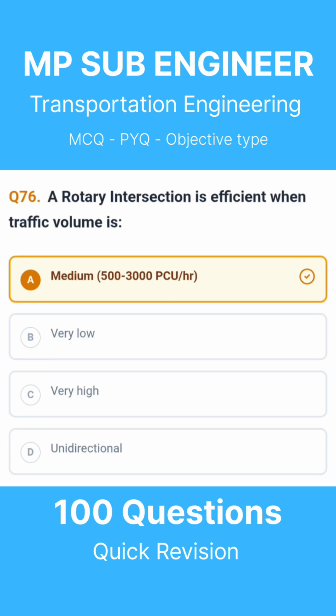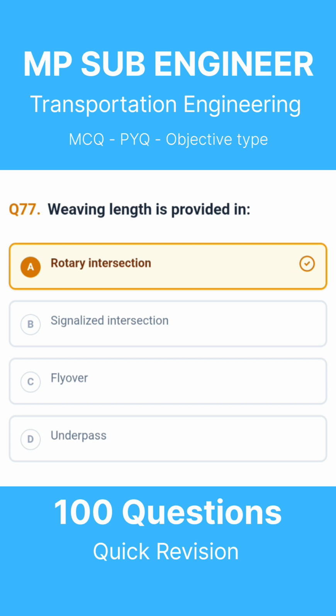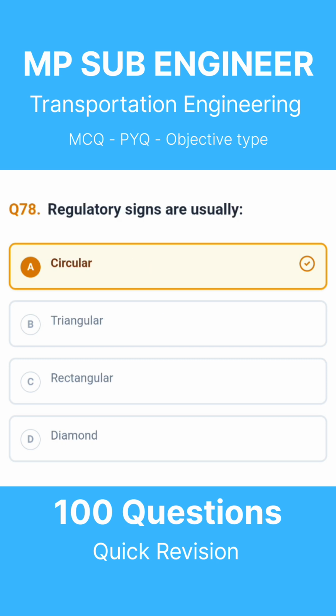Question 76. A rotary intersection is efficient when traffic volume is. The correct answer is medium, 500-3000 PCU/hour. Question 77. Weaving length is provided in. The correct answer is rotary intersection. Question 78. Regulatory signs are usually. The correct answer is circular.